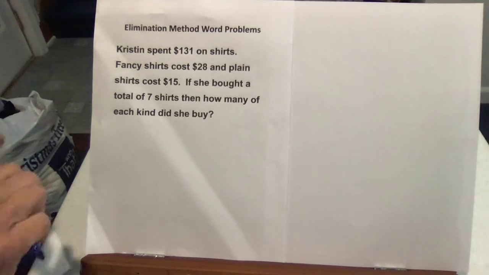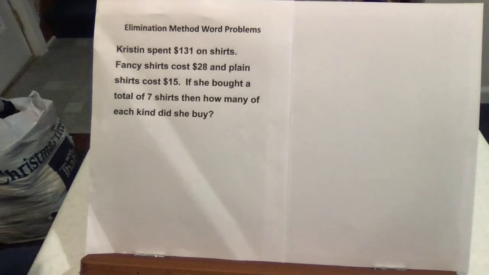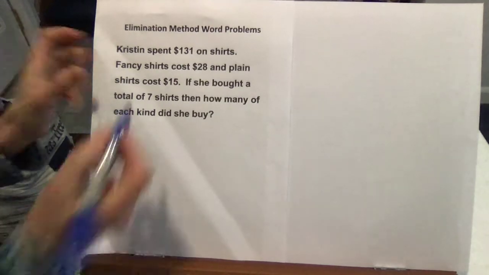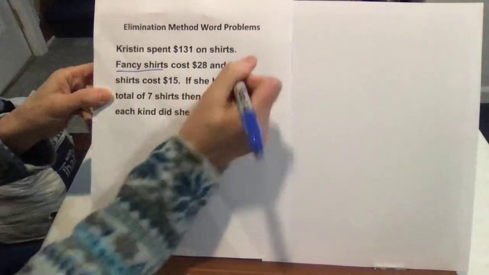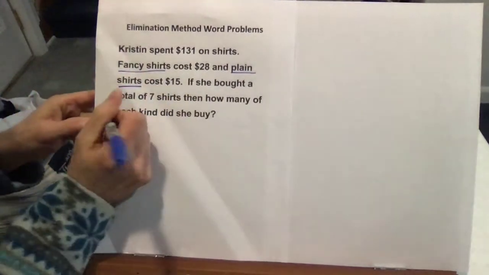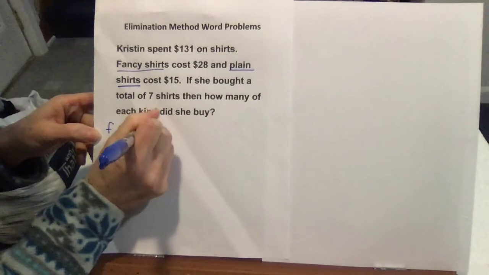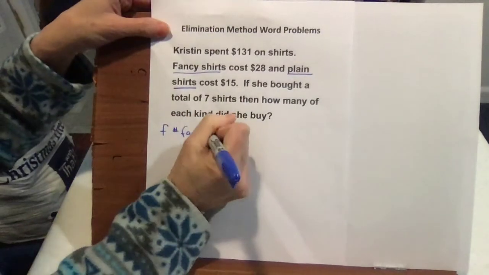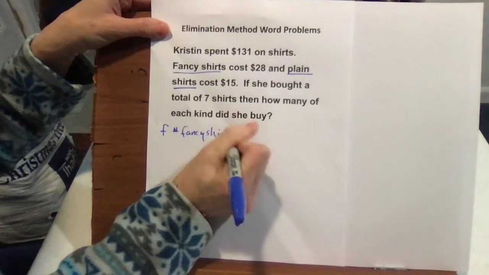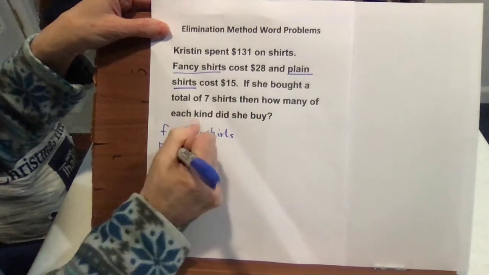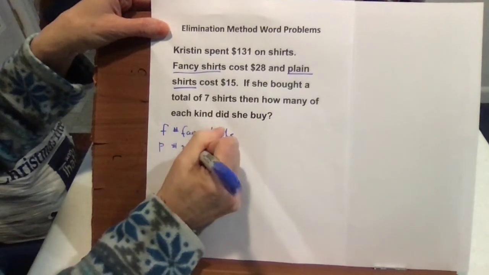So what we want to do is create algebra equations. We're going to have 2 of them because we have 2 different types of shirts, fancy shirts and plain shirts. So we're going to let F be the number of fancy shirts, and we're going to let P be the number of plain shirts.